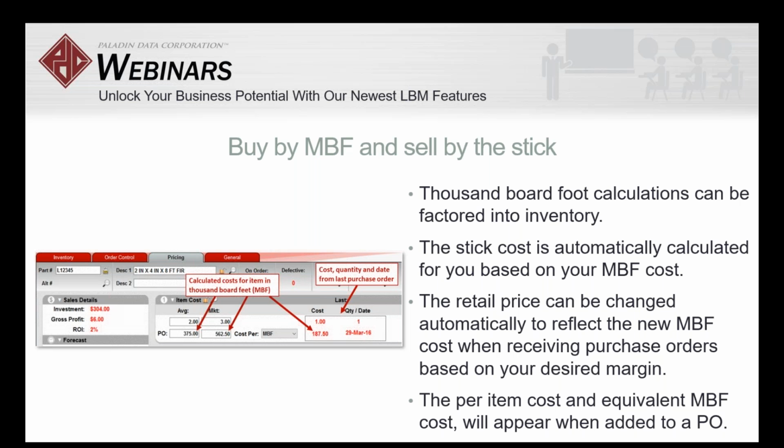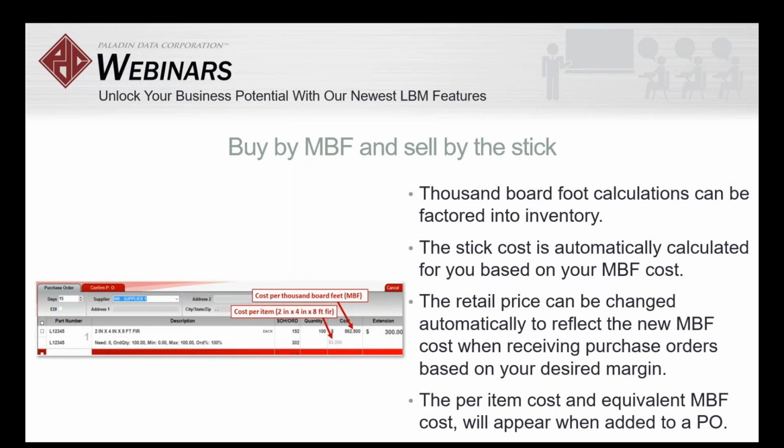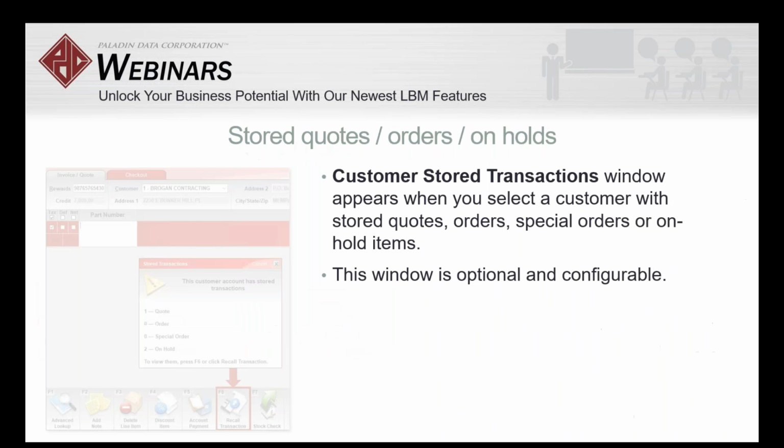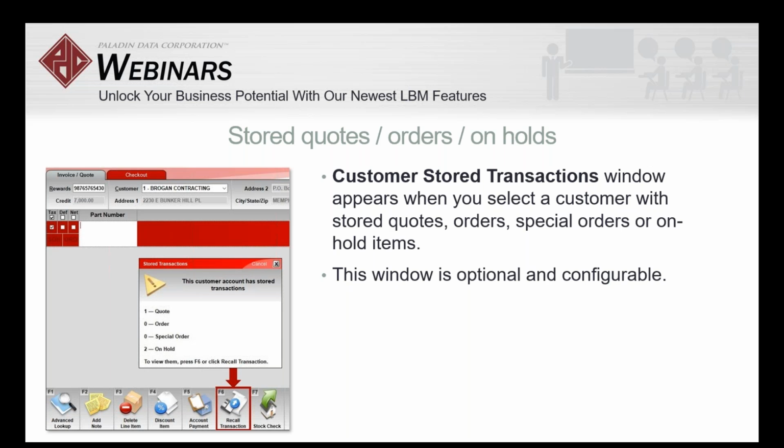And when you're receiving a PO, all you have to put in is the 1,000 board foot cost and the quantity, and it will calculate the stick price as well as the stick cost. All of that's done automatically for you. In the PO, it shows you both the 1,000 board foot cost and the stick cost to make better buying decisions. All right, moving on to stored quotes, orders, and on holds.